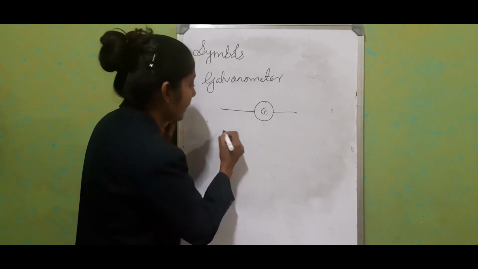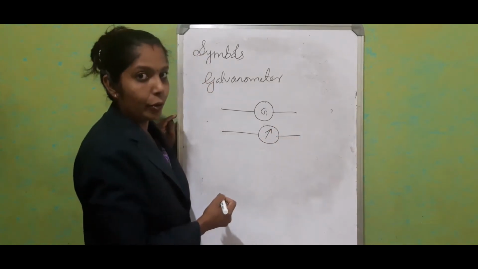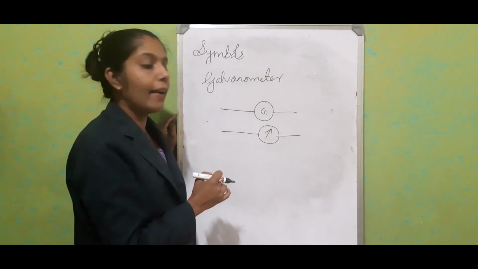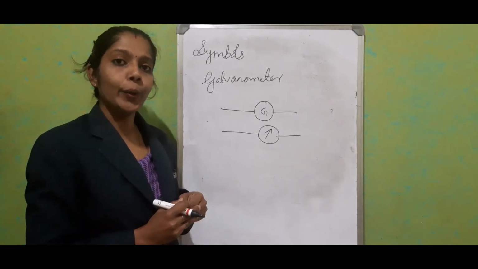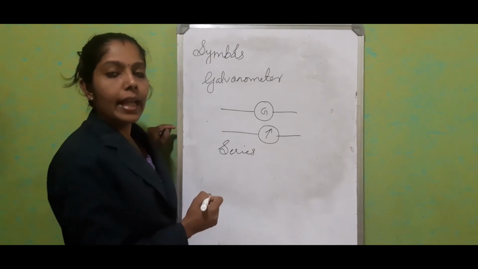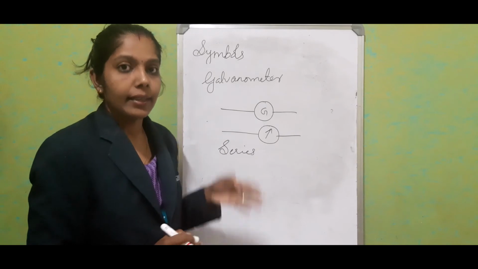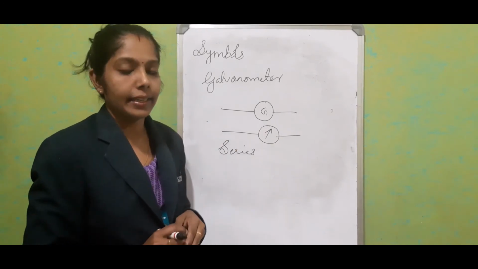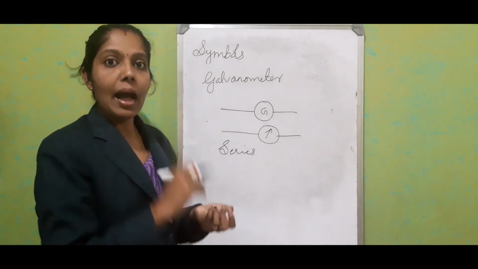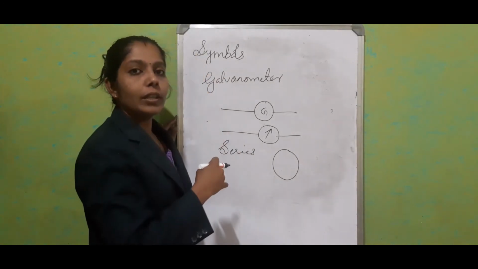One more symbol is there. Sometimes we use a symbol like this, which also shows a galvanometer. Either an arrow or a G inside the circle, both show a galvanometer. And the galvanometer is also always connected in series with the circuit, like how the ammeter connects. And there is a speciality for the galvanometer's reading.